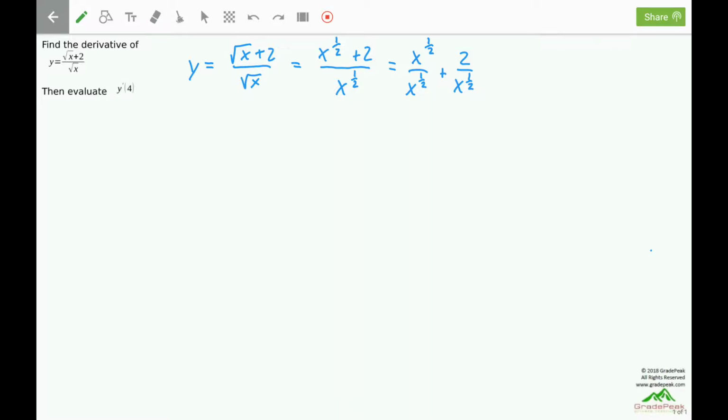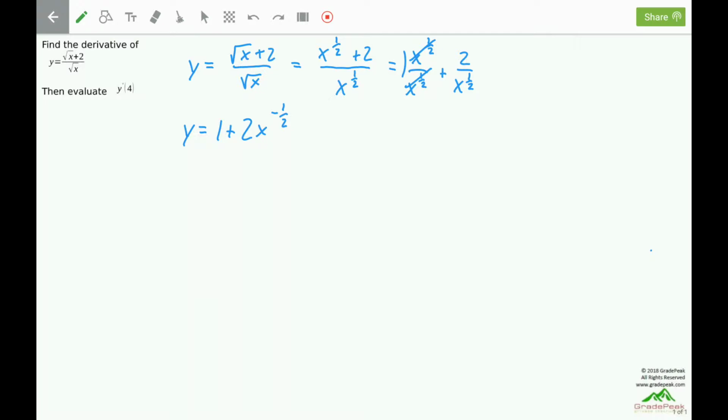The first term, the x to the 1/2, can cancel, and that'll leave us a 1. So y can be written as 1 plus, and then that second term, that x to the 1/2 in the denominator, can be moved to the numerator, so we can do a power rule by writing it as a negative exponent. So 2x to the negative 1/2.